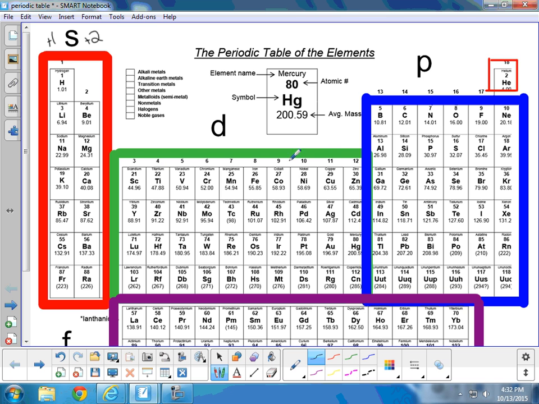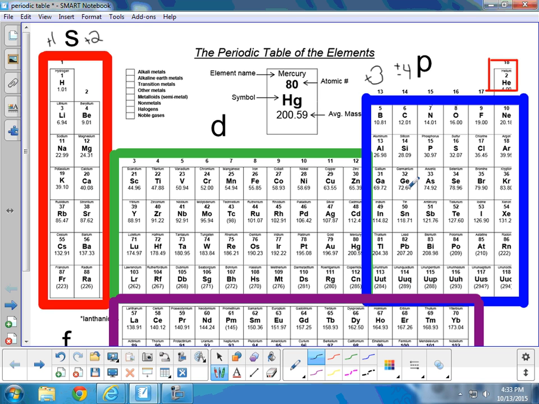We skip groups 3 through 12 because those numbers can vary. Group 13, we have 3 valence electrons. It's easier to give away 3. So I'm going to put a plus 3. So everything in this column has a plus 3 charge. In group 14, it can vary. It takes the same amount of energy to gain 4 or lose 4. So we put plus or minus 4.